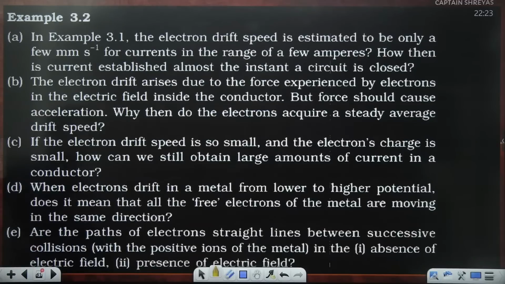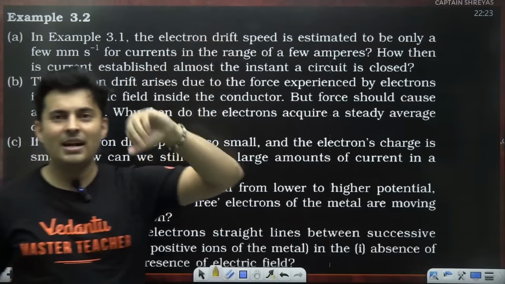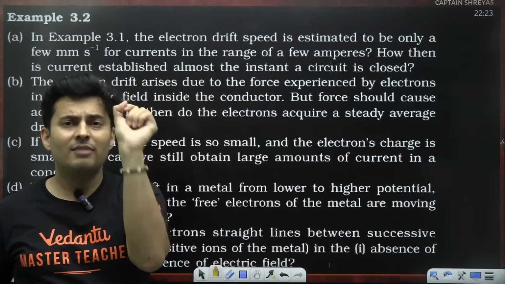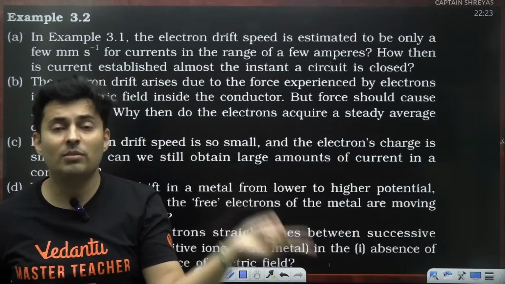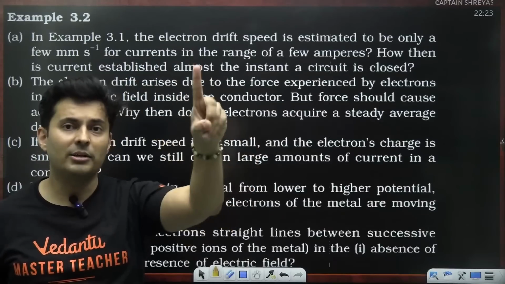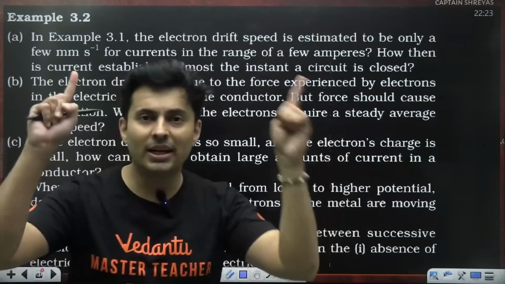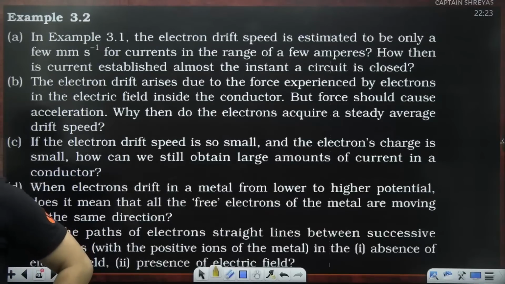In example 3.1, the electron drift speed is estimated to be only a few millimeters per second for the currents. How then is the current established almost instantly? This answer I gave you that time only. How come the fan turns on or the light turns on instantly even if the electrons move at very small speeds like millimeters per second? It's because the electric field sets up really quick. It asks all the electrons throughout the circuit to start moving. Everybody is moving slowly, but they are moving. That's very important. That's why current begins instantly. So that's the answer of the first question. I hope this is clear.